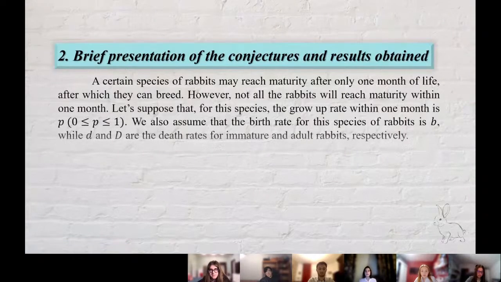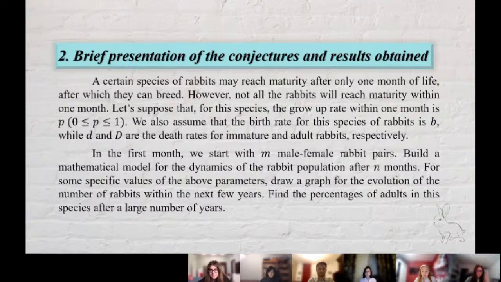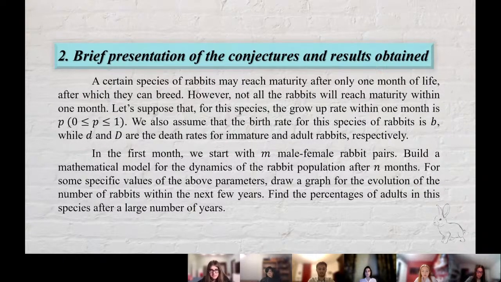Here is a brief presentation of the conjectures and results obtained. We know that a certain species of rabbits may reach maturity after only 1 month of life, after which they can breed. However, not all the rabbits will reach maturity within 1 month. Let's suppose that for this species, the grow-up rate within 1 month is p, where p is between 0 and 1. We also assume that the birth rate for this species of rabbits is b, while d and capital D are death rates for immature and adult rabbits, respectively.